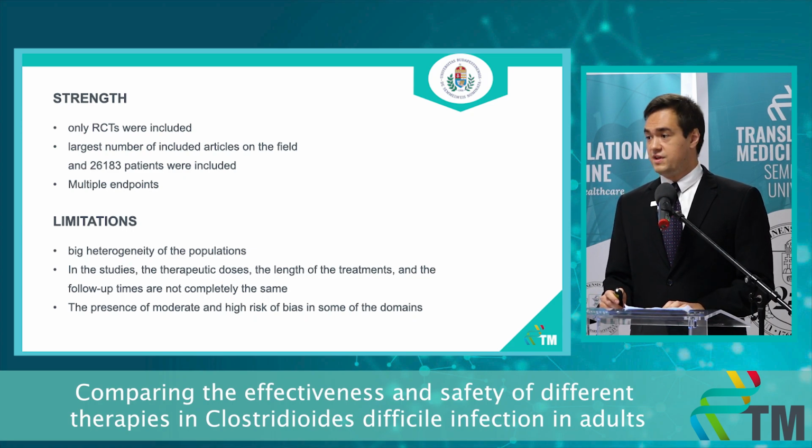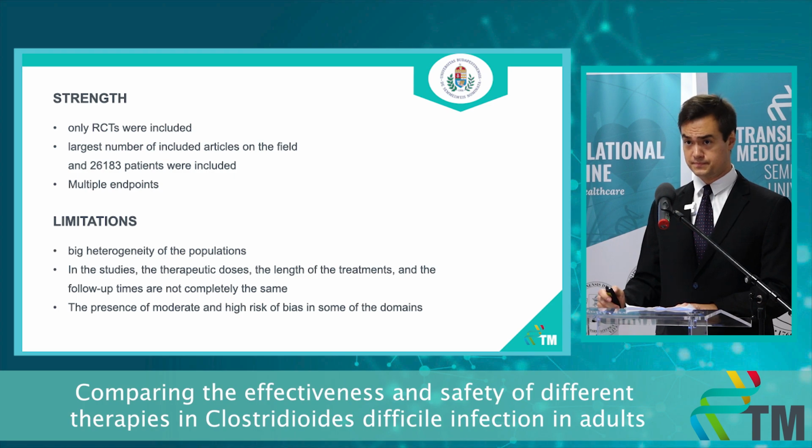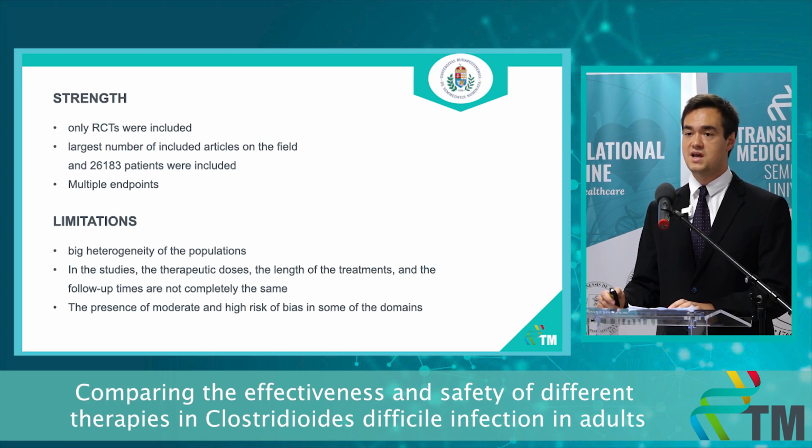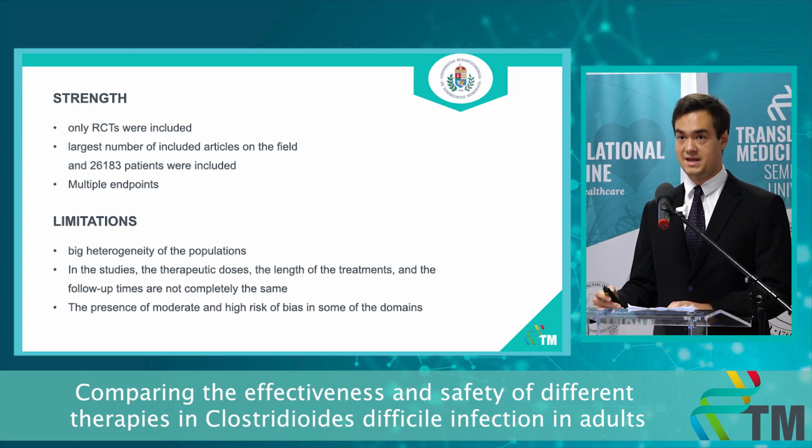The main strengths, I think, are that we included only RCTs for our analysis, the large number of included articles, and the huge number of included patients, because we included more than 26,000 patients, and we've got a lot of multiple endpoints. But of course, we've got limitations too, like the heterogeneity of the populations in the studies. The therapeutic doses, the length of the treatments, and the follow-up times are not completely the same, unfortunately, and there is some risk of bias in some of the domains.